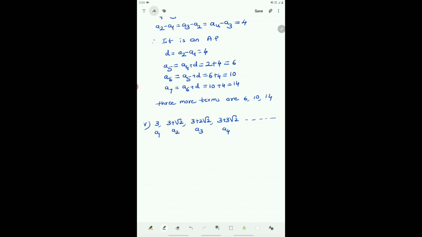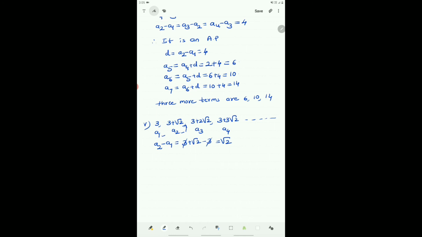So to verify whether it is an AP or not, first you find A2 minus A1. So A2 is 3 plus root 2 minus what? 3. So 3 minus 3 is 0. What is remaining here? Root 2. So 3 plus root 2 minus 3 is root 2, because 3 minus 3 cancels.